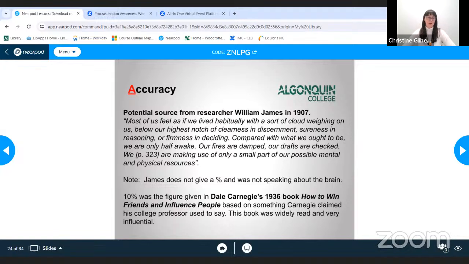However, James does not give a percentage, and he was not speaking about the brain. So what else is there out there? The 10% figure does come in 1936 in Dale Carnegie's book, How to Win Friends and Influence People. He states that his old Harvard professor used to state this in class. However, we don't know the context in which the professor made this claim. But due to the success of the book, the 10% statistic has become widely accepted.